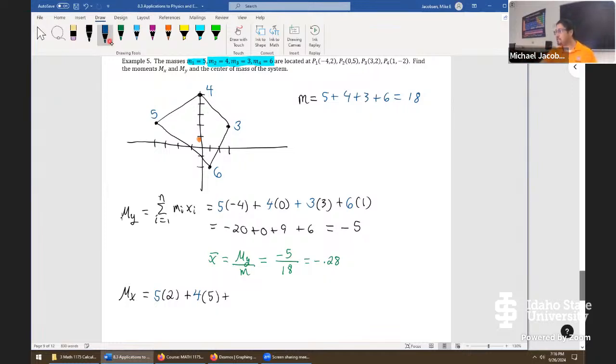Then plus 3 multiplied by the third second coordinate. That one's a 2. And last, plus a point mass of 6, multiplying the final second coordinate, which is -2. So a little bit more arithmetic. This one comes out as 10 plus 20 plus 6 minus 12. So altogether, that's 36 minus 12. Looks like a 26 altogether. That look right to folks so far?